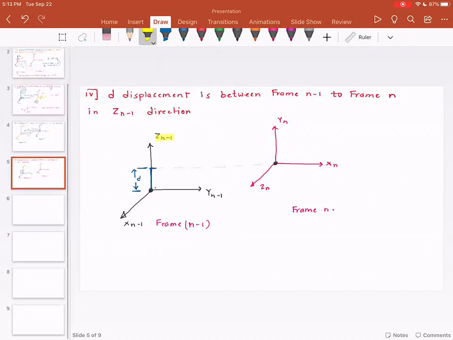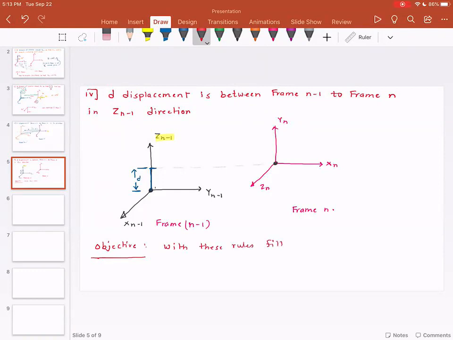Now let's work out a problem. So our objective is, the very first objective is, with these rules, fill DH parameter table.